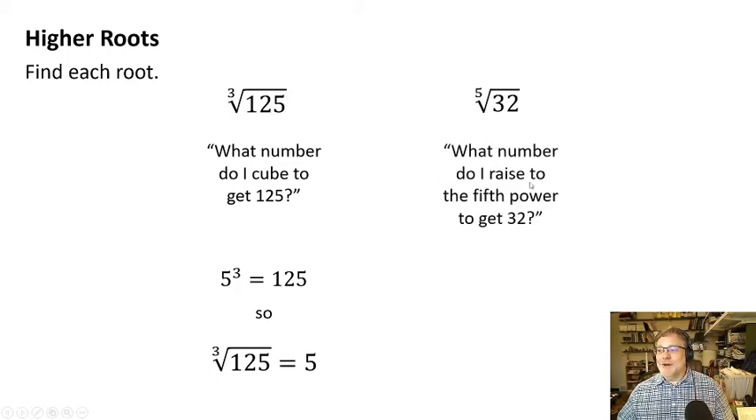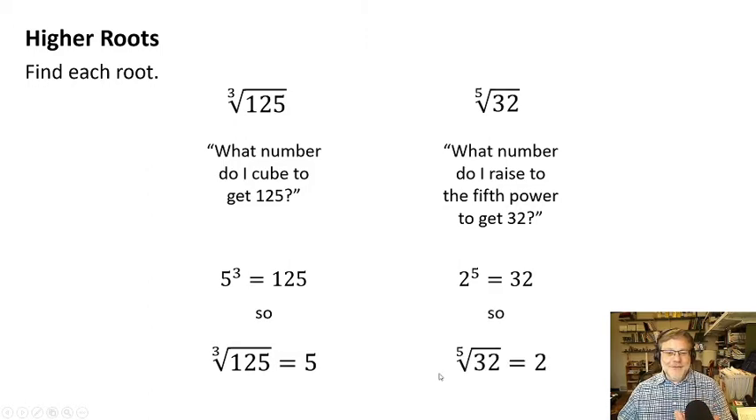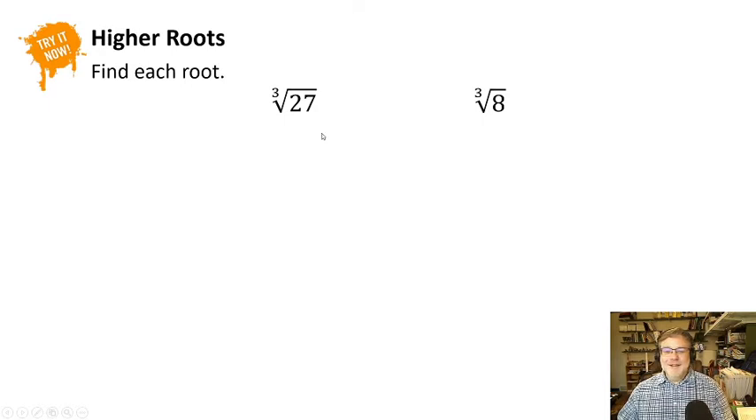And what number do I raise to the fifth power here to get 32? So that's the question behind the fifth root of 32. As it turns out, 2 times 2 times 2 times 2 times 2 is 32. You can figure that one out for yourself there if you want. But if that's the case, then the fifth root of 32 is just 2. So take some time to find these roots as well, the cube root of 27 and the cube root of 8. Take some time for that.